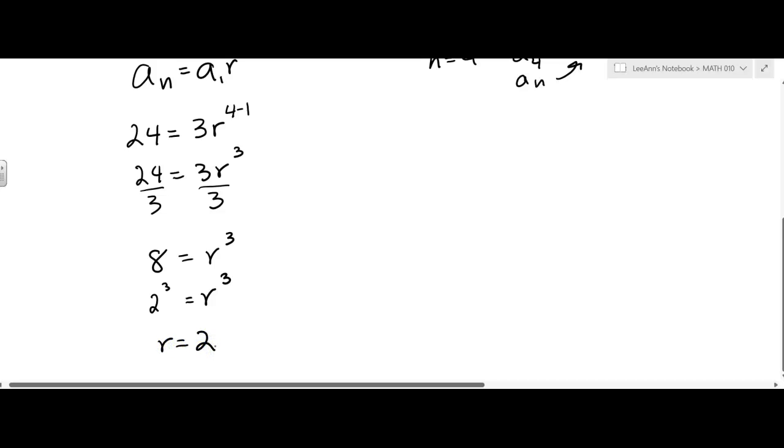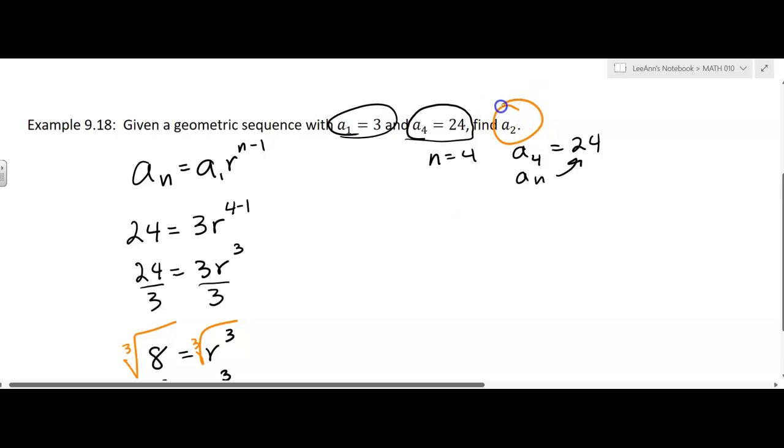Or you could take the cubed root of both sides. Back here, you could have taken the cubed root of 8. It's odd, so you're okay doing that. But anyway, we get r equals 2. Now, what do they want us to actually find? They want us to find a sub 2.